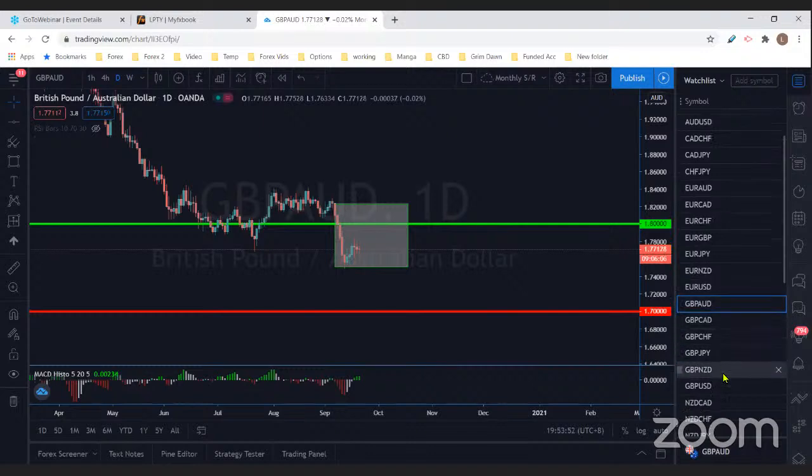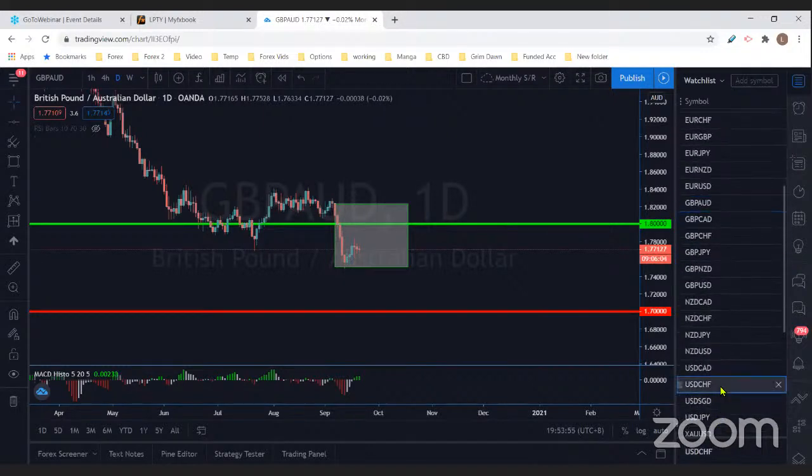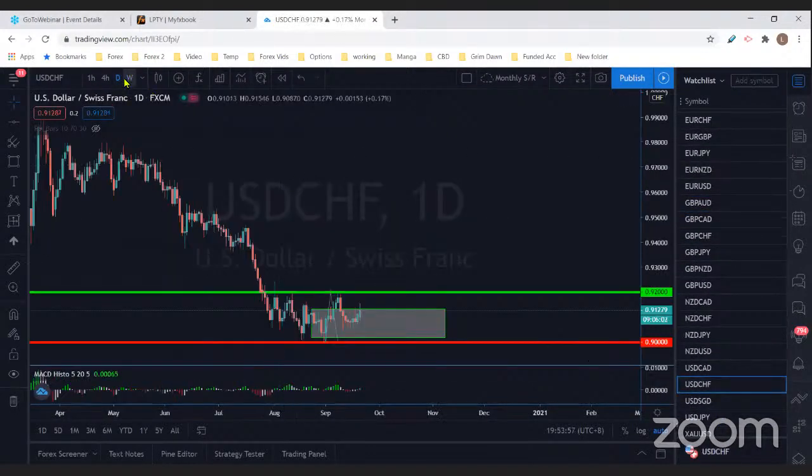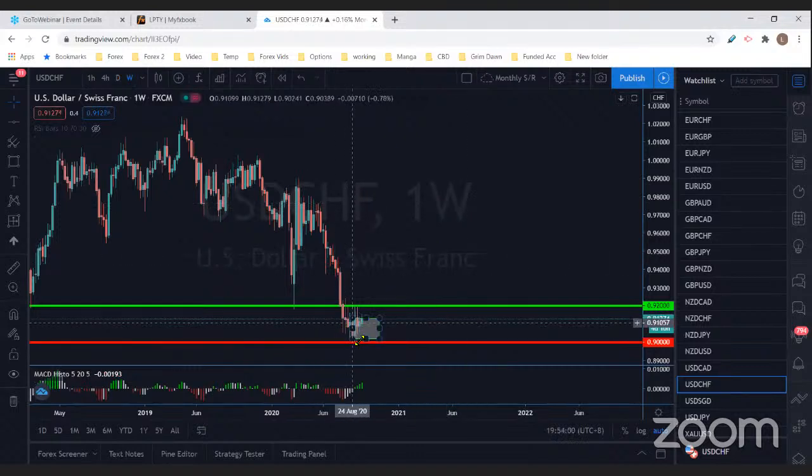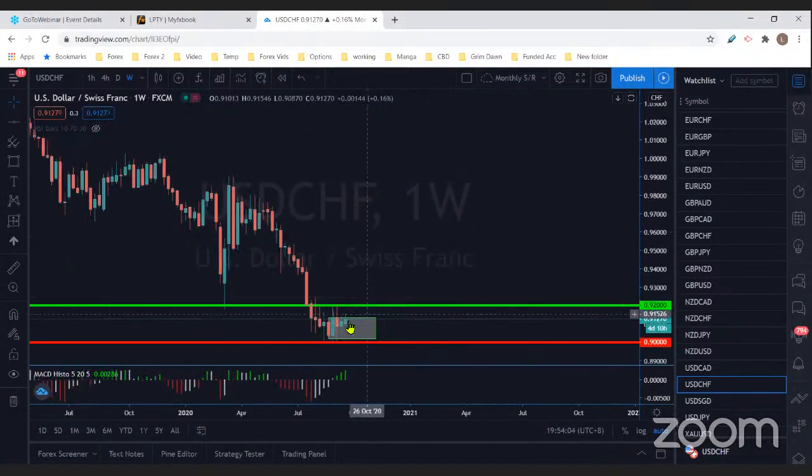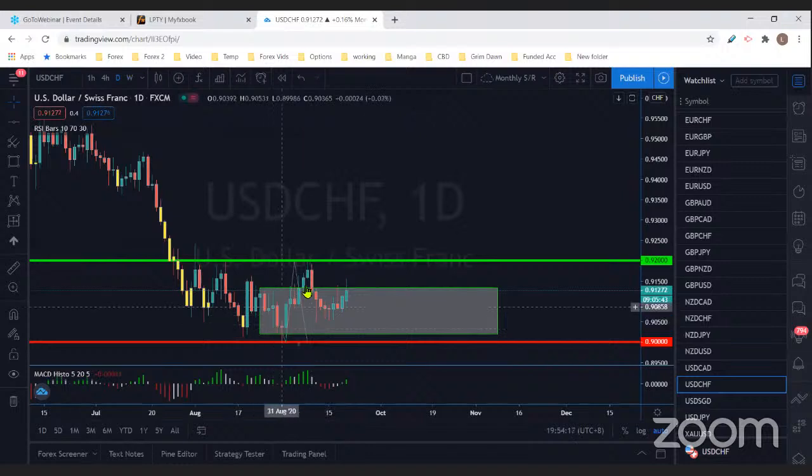Next on the list is actually dollar Swiss. Again, on the weekly time frame, it's been clustering for quite some time already. But good news for dollar Swiss is that you can see that price on the weekly time frame is really near the high of the bar. It attempted to break several times for the past few candles. It wasn't successful.